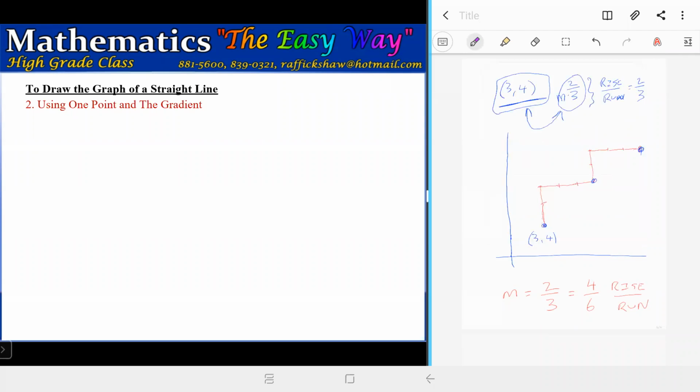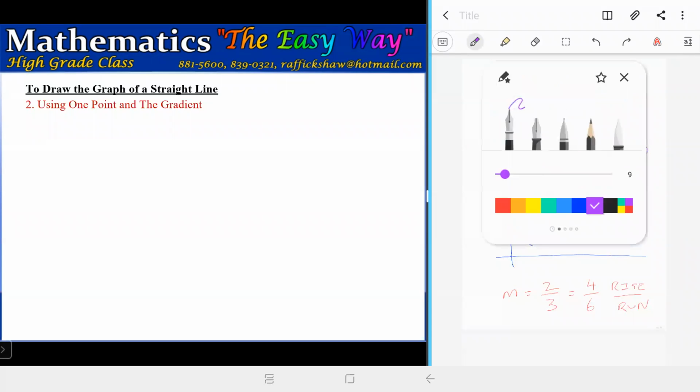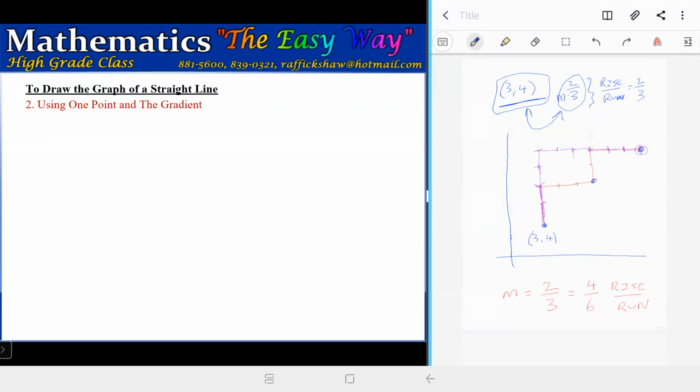Look. 1, 2, 3, 4. So I rise 4. I'm going to run 6 now. 1, 2, 3, 4, 5, 6. I end up at that point anyway. So I can make a big jump and leave out this one. I didn't have to put in that one. If I just make a big jump like that, it is still the same line. The points are on it. Same line.